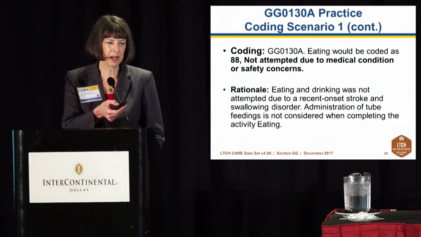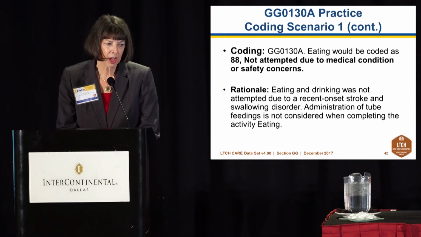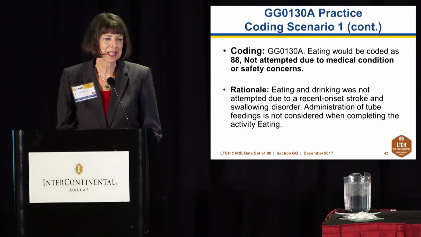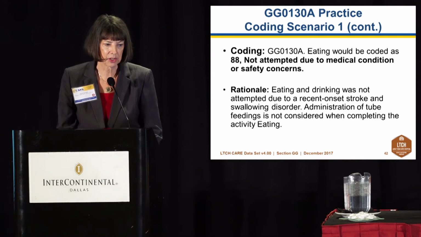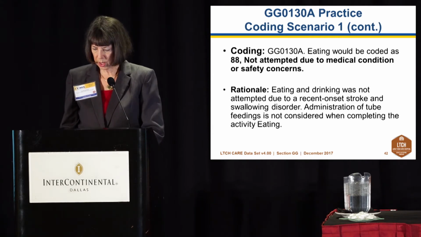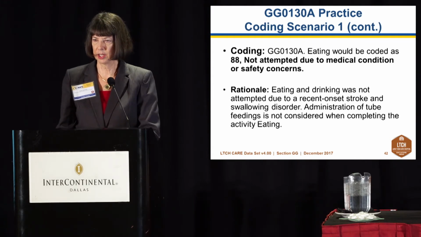So let's look at our rationale, and this is what you would want to emphasize during your training of your staff, that GG0130A, eating, would be coded as 88, not attempted due to medical condition or safety concern. And the rationale for this is that eating and drinking was not attempted due to a recent onset stroke and swallowing disorder. Administration of tube feeding is not considered when completing the activity eating. So this is very important, that this was due to a recent onset. Okay, this was not an existing condition.